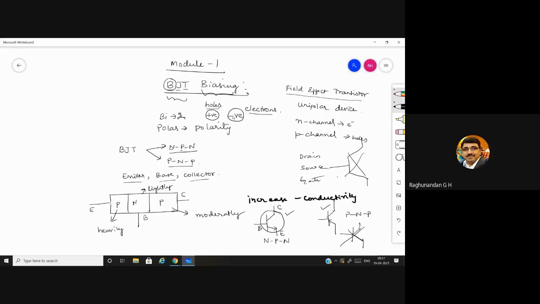This is PNP transistor. So we are having emitter with a heavily doped P layer, base with a lightly doped N layer, collector with a moderately doped P layer. This is the structure of the BJT PNP transistor we are having.